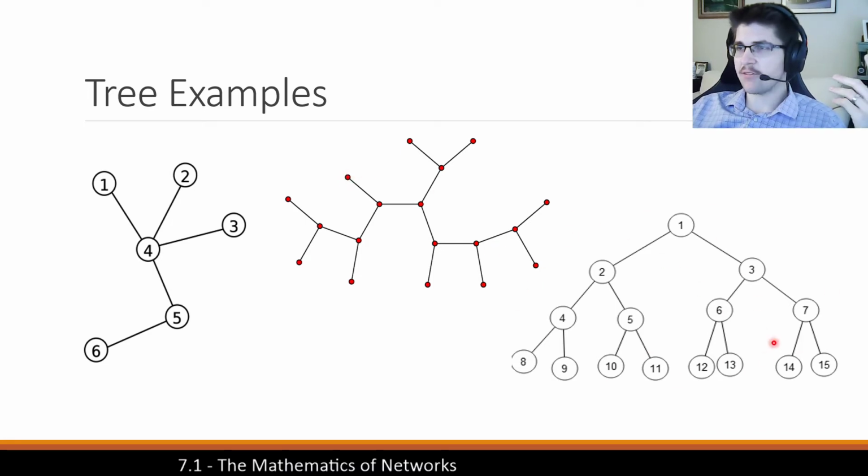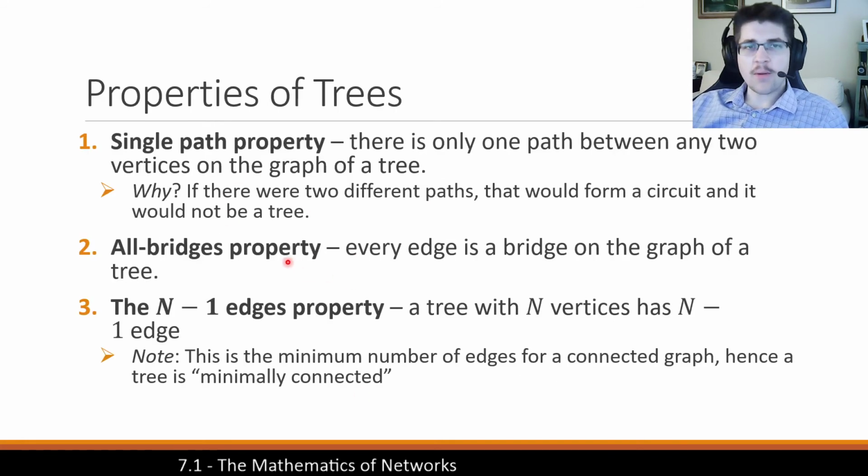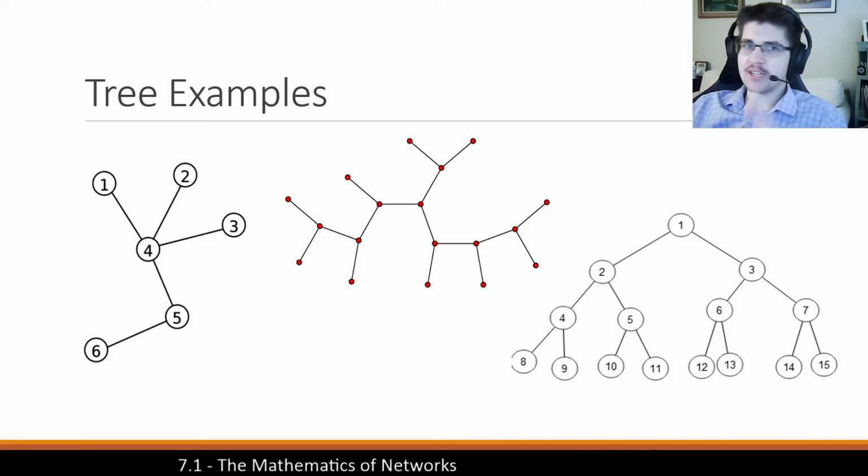And since this graph appears to have 15 nodes, it should have 14 links. And if it does, it's a tree. Cool. So another property, the all bridges property, and this is basically in line with it needing to be minimally connected. Every edge is vital.